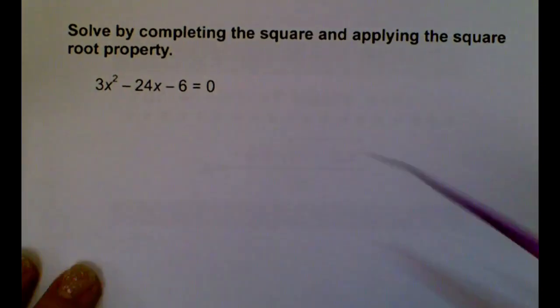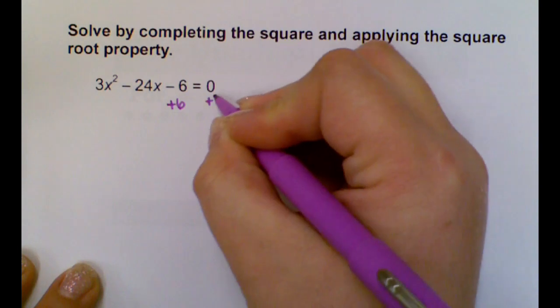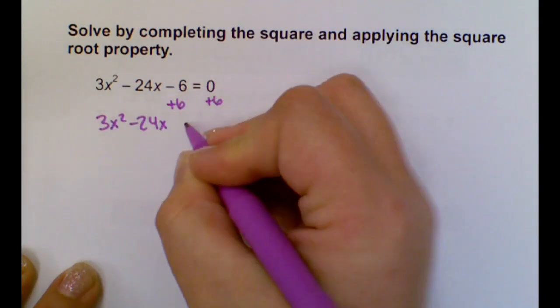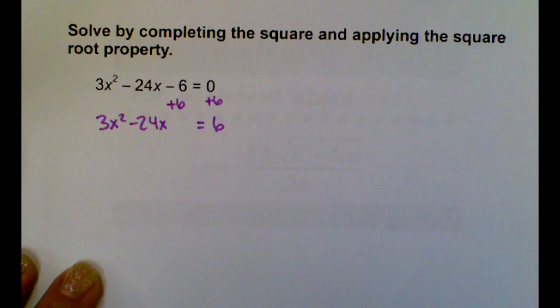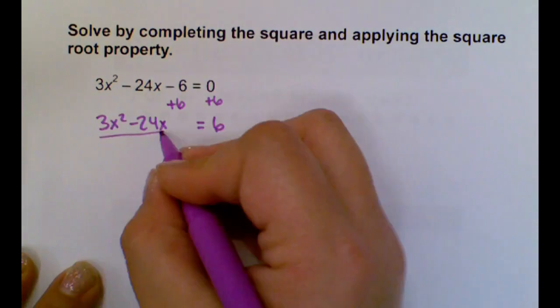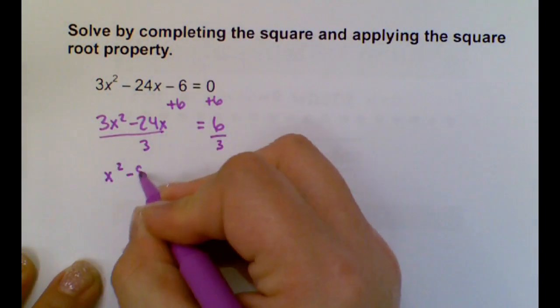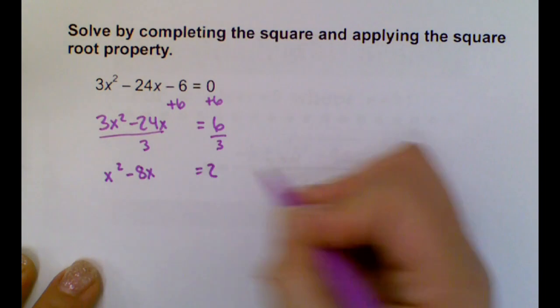All right, let's complete the square again. First step, get that equal to just the x values. Oh, you can't see it, sorry. There we go. Get my x's alone, I'll add 6. I have 3x squared minus 24x equals 6. Now we need to get our a value out of there, so divide everything by that 3. That leaves me x squared minus 8x equals 2.